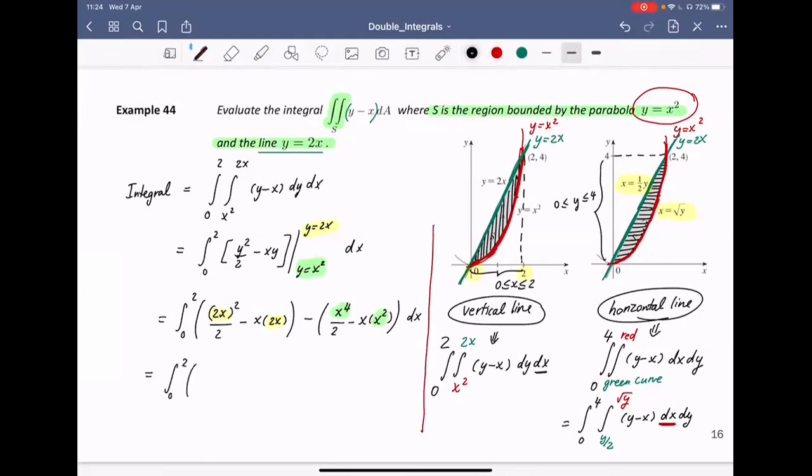The rest of the work is just going to be the tedious work now. X squared over 2, right? So I cancel out. Oh, sorry, 4x squared over 2, which is 2x squared. Good. And then minus, what do we have here? 2x squared. Good, cancel out. And then minus x squared over 2, sorry, minus x cubed dx.